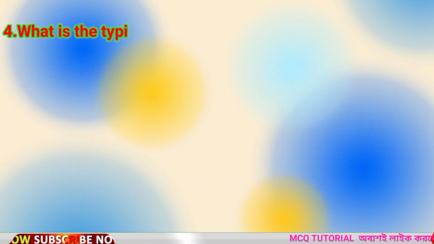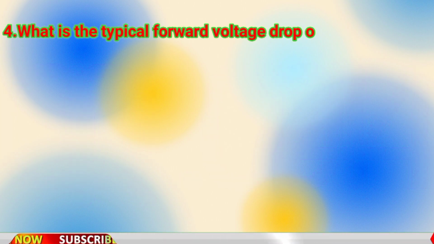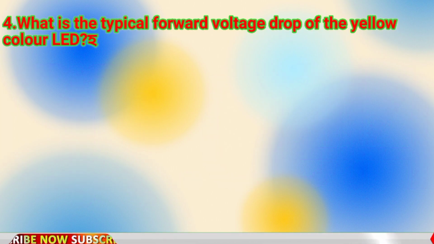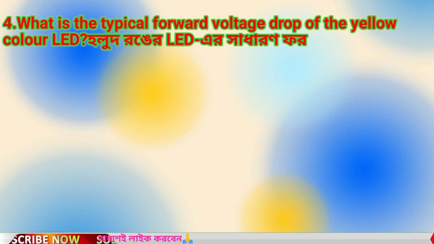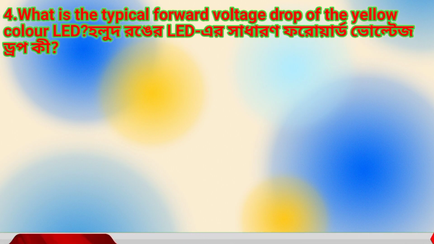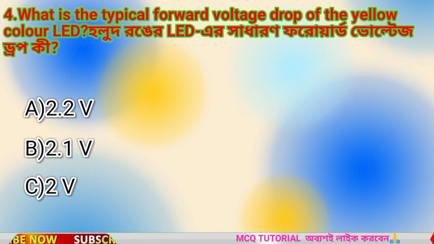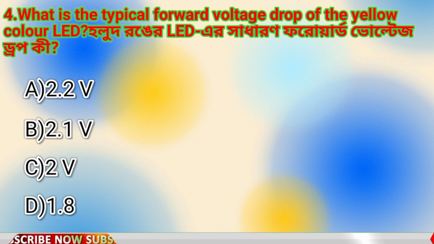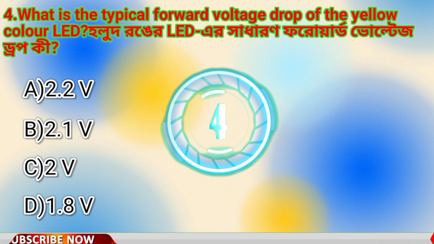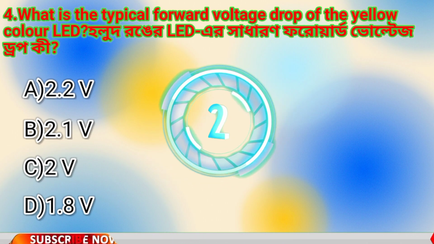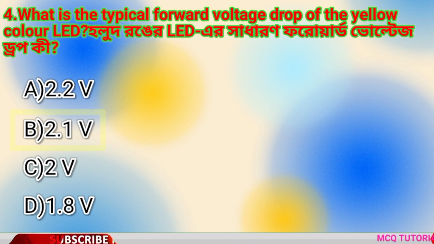What is the typical forward voltage drop of the yellow color LED? Option A 2.2 volt, option B 2.1 volt, option C 2 volt, option D 1.8 volt. উত্তর হবে option B 2.1 volt.